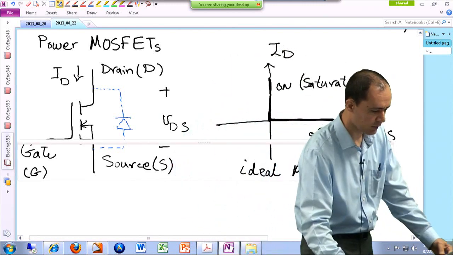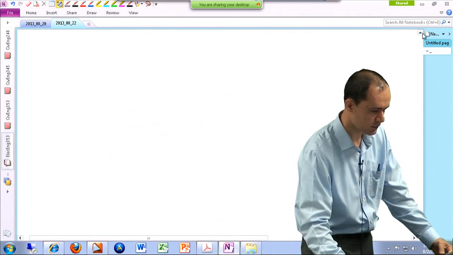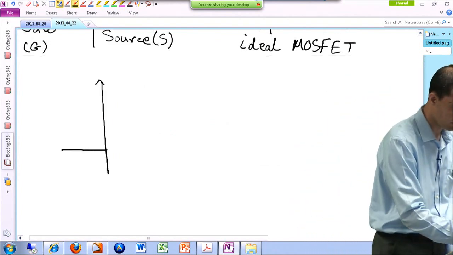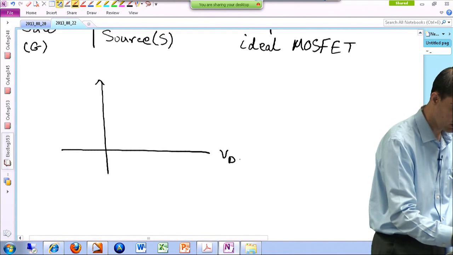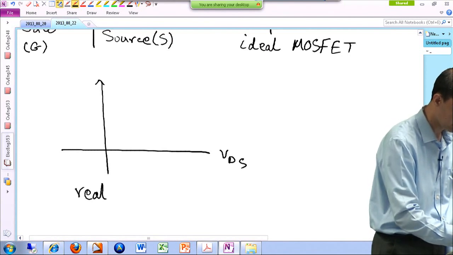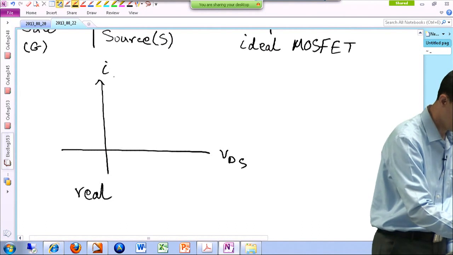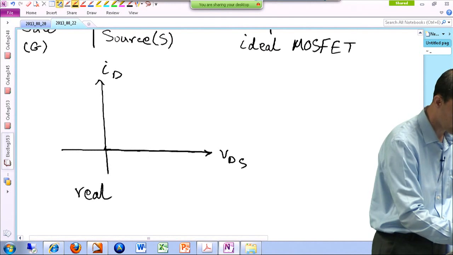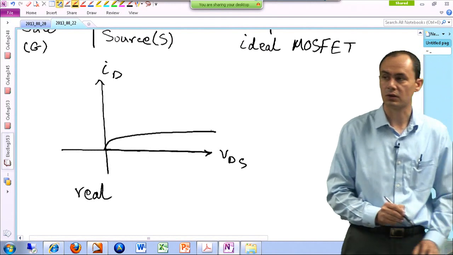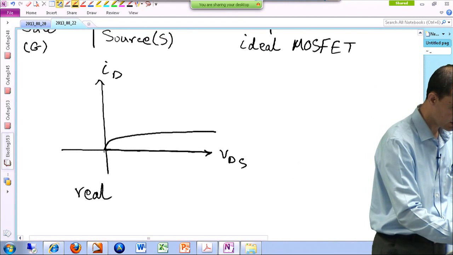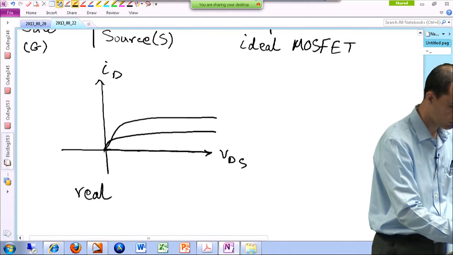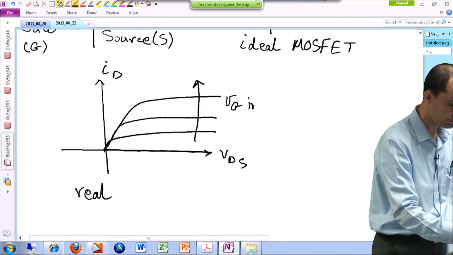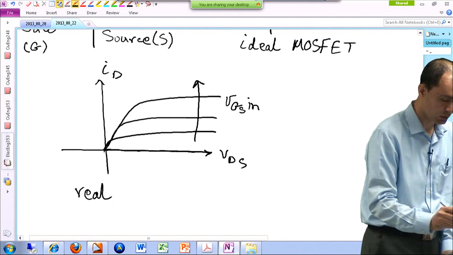Now compare this with the real MOSFET that you are familiar with in microelectronics. In a real MOSFET, the situation is a little different. We are still looking at VDS and ID. The device is off, and then you, for instance, apply a particular gate voltage, and you get a curve like this. Then you increase that gate voltage, and you get something like this. And then you keep increasing that gate voltage. So this is VGS, gate to source, increasing.